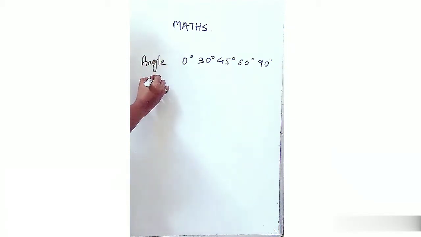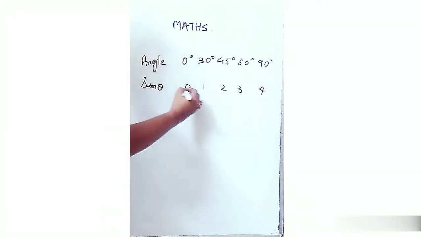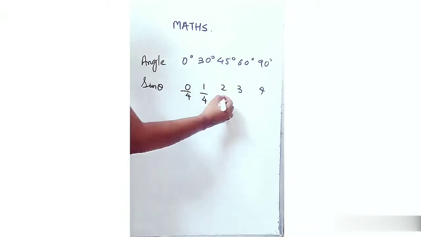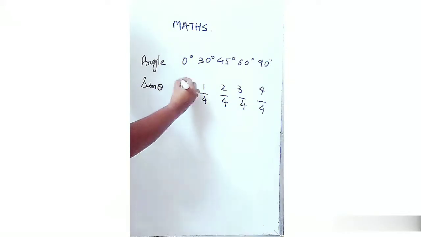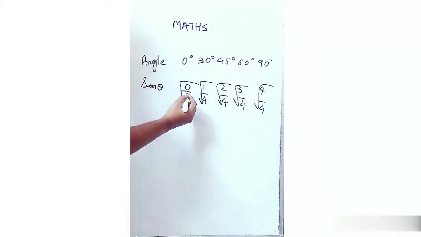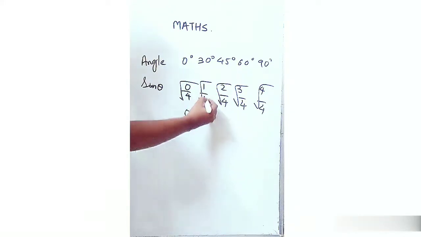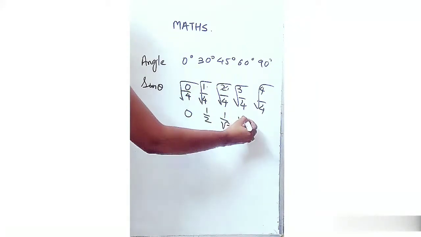How can we do it? First we'll talk about sin theta. Okay, now I'll tell you an easy way to do it. You just put 0, 1, 2, 3, 4 and divide it by 4, student, and find the under root value. So when you find the under root value, you will come to know. 0 upon 4 will be 0. This will be 1 upon 2. This will be 2 ones are 2, then it will be 1 upon root 2. This will be root 3 upon 2.